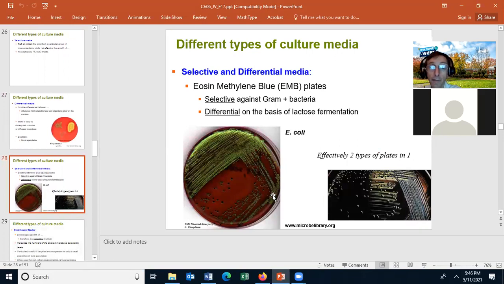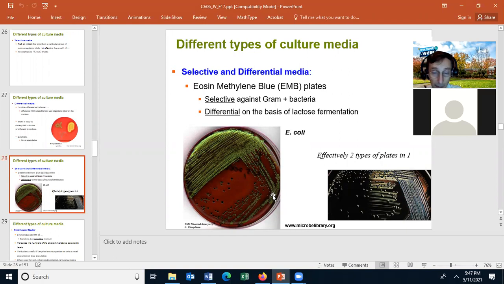You can also have selective and differential media, a media that is both selective and differential. An example of that is eosin methylene blue, or EMB. It's selective against gram-positive bacteria, so they will not grow on the EMB media. That's because eosin and methylene blue get stuck in the gram-positive cell walls, and the cell wall doesn't like that, which prevents the bacteria from growing.